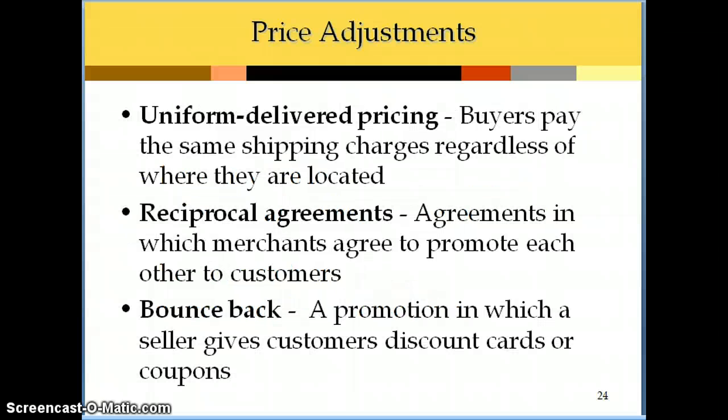Let's look at some price adjustments. Uniform delivery pricing: buyers pay the same shipping charges regardless of where they're located. Reciprocal agreements are agreements in which merchants agree to promote each other to customers. Bounce back is a promotion in which a seller gives customers discount cards or coupons.